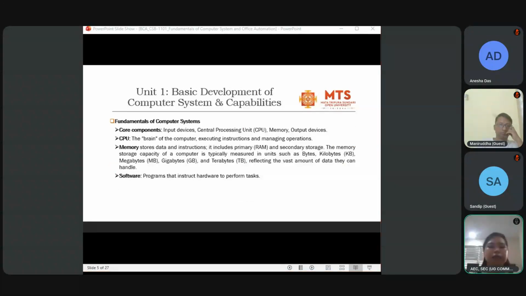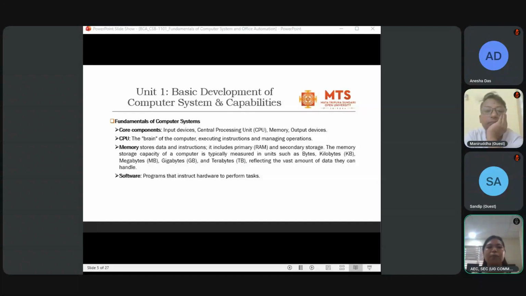Next, fundamentals of computer system. What are the core components? Input device, central processing unit, memory, and output device are the core components of a computer. CPU is the brain of the computer, right? We all know that. Like in the laptop, there will be a motherboard. Even in the desktop, there will be a motherboard, which is also known as the CPU, the brain of the computer, executing instructions and managing operations.